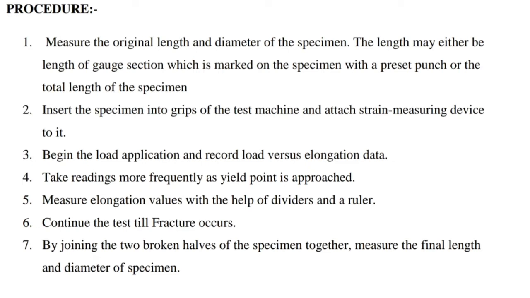4. Take readings more frequently as the yield point is approached. 5. Measure elongation values with the help of dividers and a ruler. 6. Continue the test till fracture occurs. 7. By joining the two broken halves of the specimen together, measure the final length and diameter of the specimen.